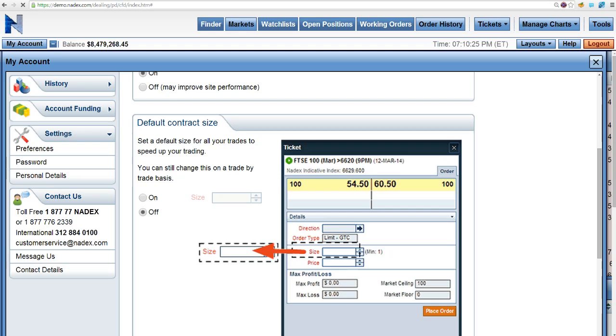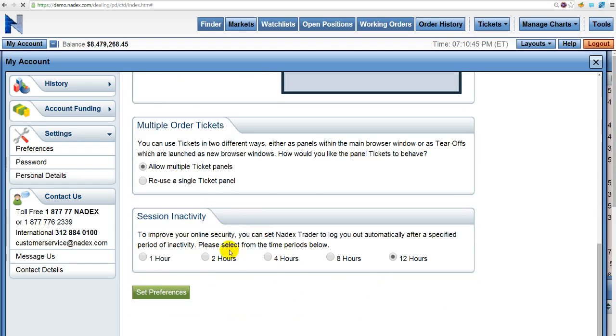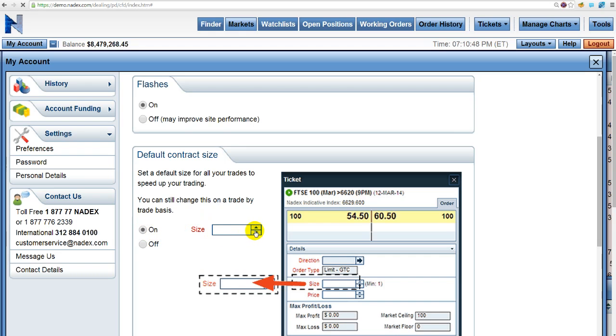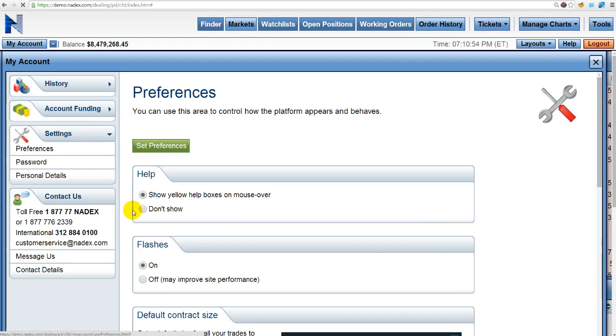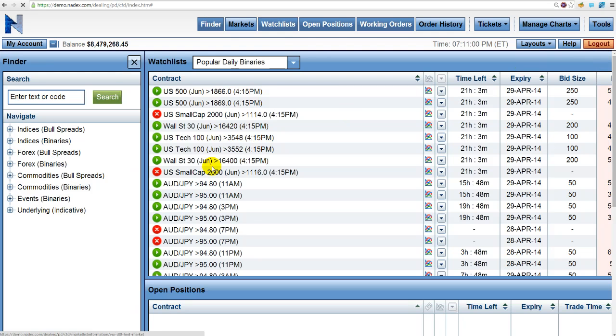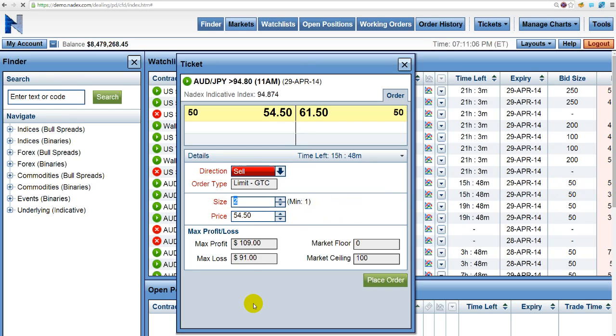It's really nice because if you trade on Nadex, you're going to be like, I always have to choose the size. So now you can automatically let it choose the size for you. They added this into demo, and they're going to be adding it into live hopefully soon. They're always adding in more features. Basically, if you choose, say, your default size to be 2 and hit Set Preferences, then once you've done that, you can close out your preferences, click on a contract, and it automatically has the size filled in for you.